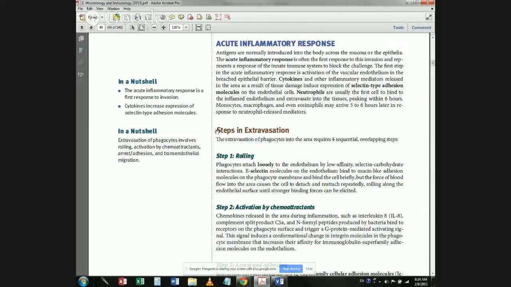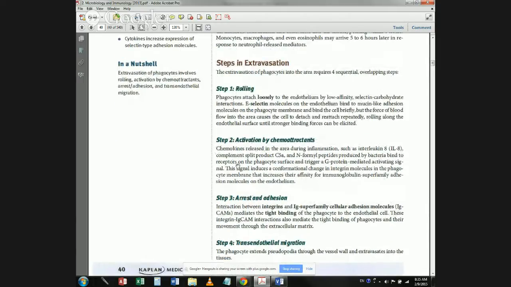Okay. In a nutshell, the acute inflammatory response is a first response to invasion: cytokines, increased expression of selectin type adhesion molecules. Steps in extravasation. There's a bunch of steps. Now we're talking about neutrophils trying to enter the tissue. The extravasation of phagocytes into the area requires 4 sequential overlapping steps. Step 1, rolling. Phagocytes attach loosely to the endothelium by low affinity selectin carbohydrate interaction. There are E-selectin molecules on the endothelium. The endothelium produces the E-selectin molecules. They bind to the mucin-like adhesion molecules on the phagocyte membranes and bind the cell briefly.